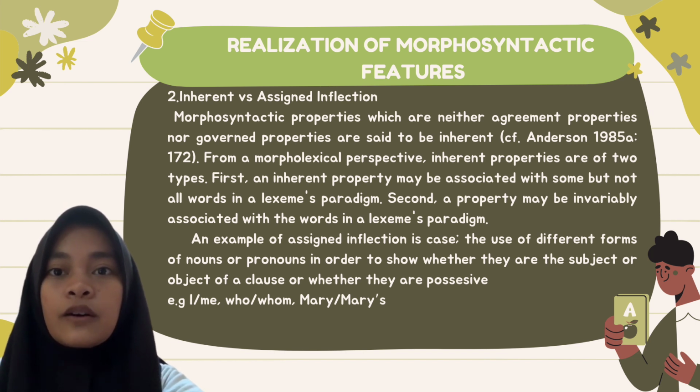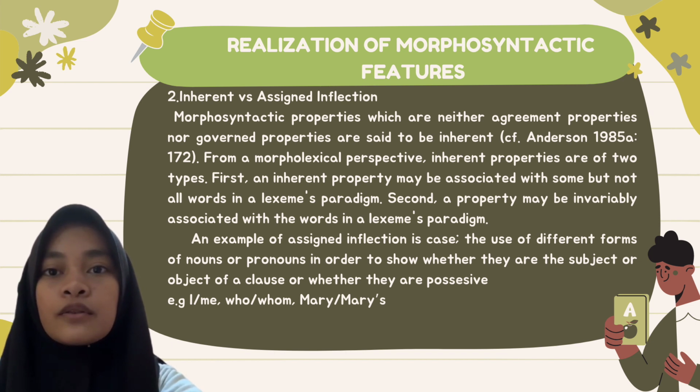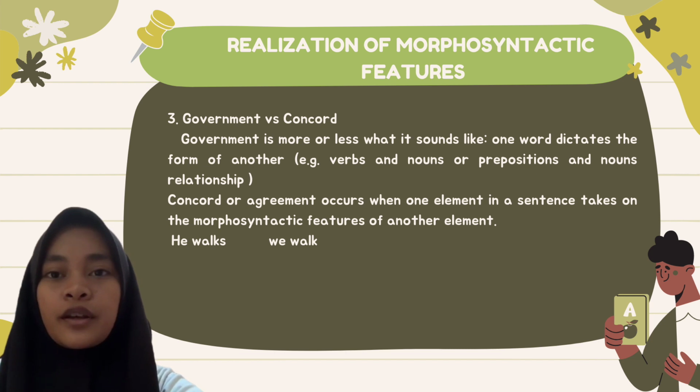An example of assigned inflection is case: the use of different forms of nouns or pronouns in order to show whether they are the subject or object of a clause or whether they are possessive. For example, I or me, who or whom, Mary or Mary's.